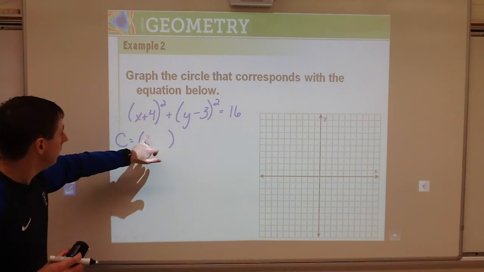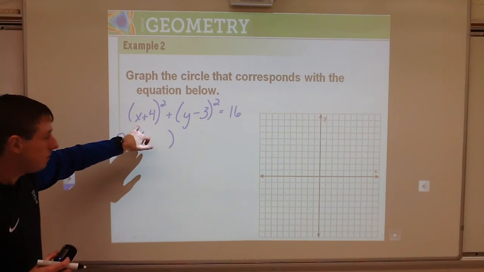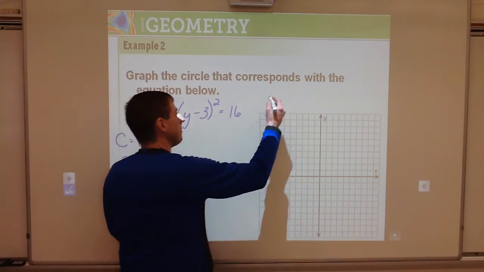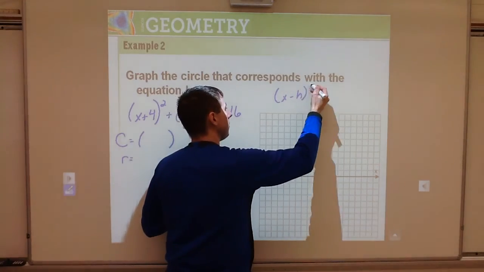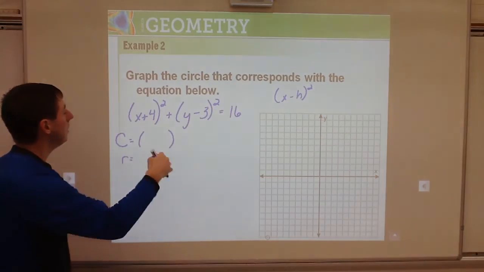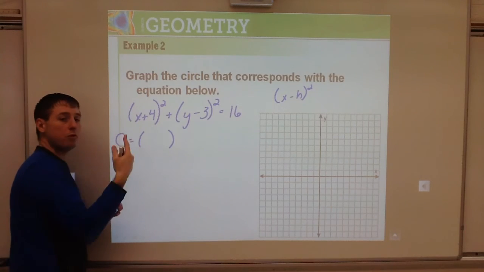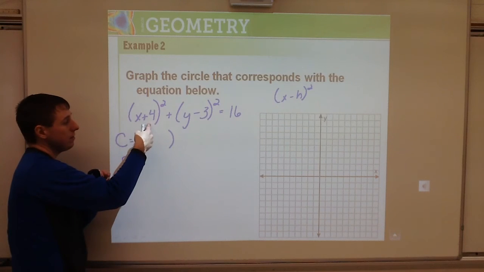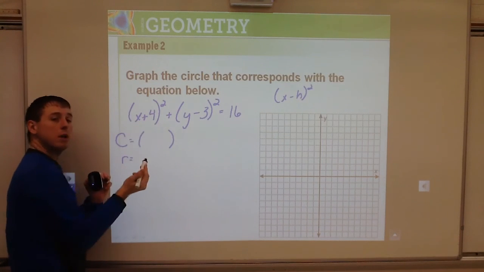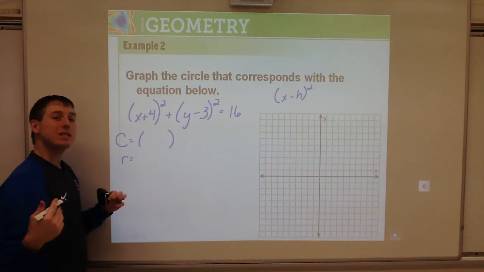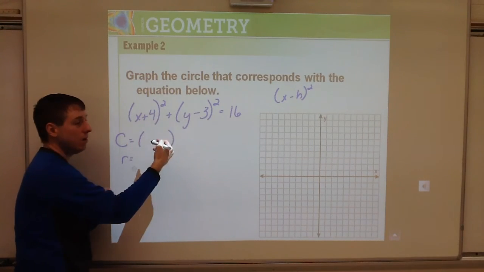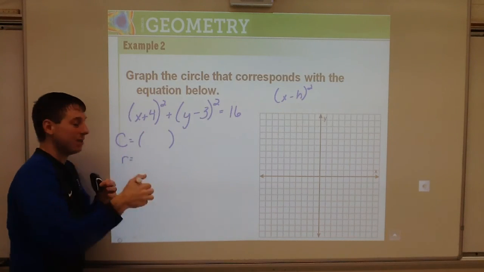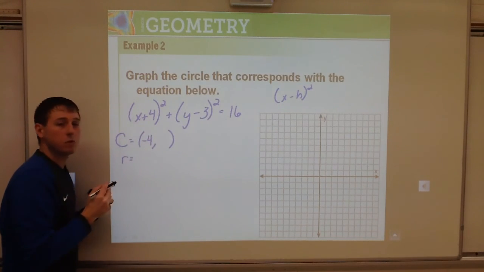So the center: the h is always the number that goes with your x, and that's your first number. But you have to remember, the formula always starts off x minus h. So if that says plus 4, what they really did is put a negative 4 in there, and minus a negative makes a plus. So it's always the opposite sign of what you think. When you're pulling these numbers out, it's opposite from what it looks like. So if that says plus 4, that's really a negative 4.